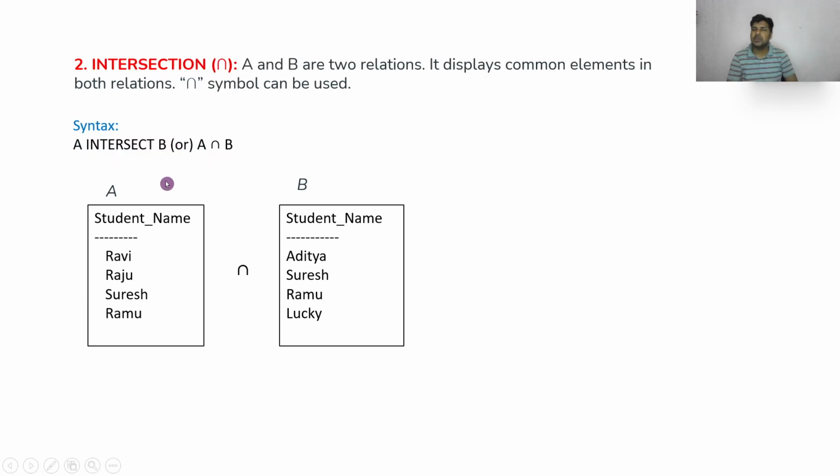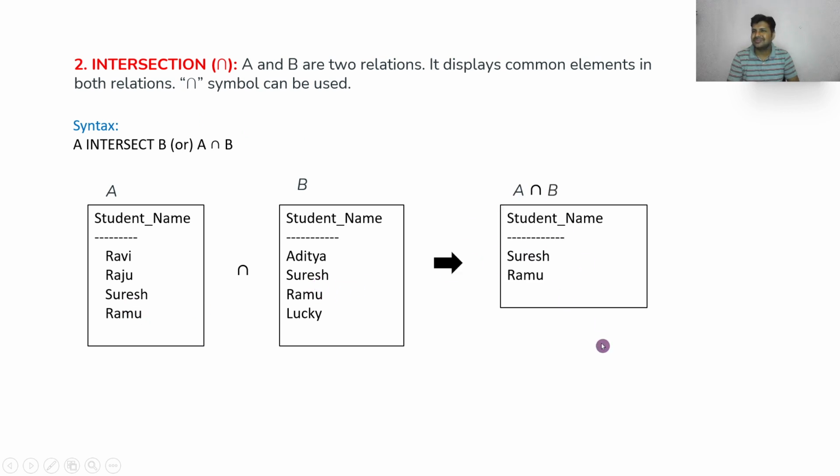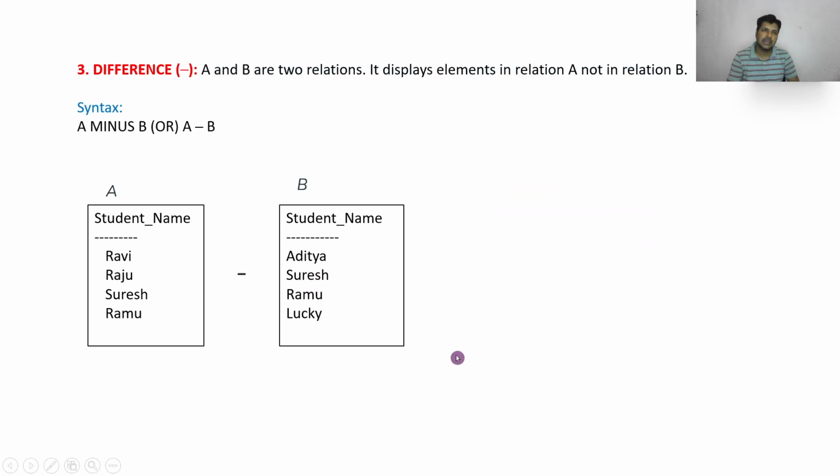Next, A intersection B displays the common elements, Suresh and Ramu, right? Next, difference. A minus B is different from B minus A. Previously, A union B and B union A results are the same, and A intersection B and B intersection A results are the same. But in difference, A minus B is different and B minus A is different.